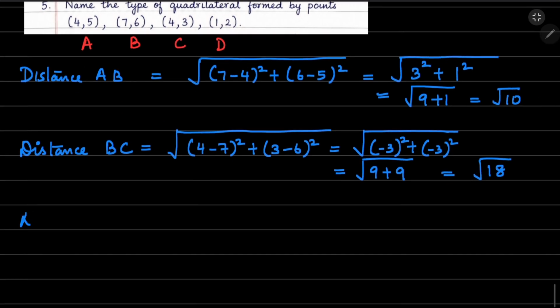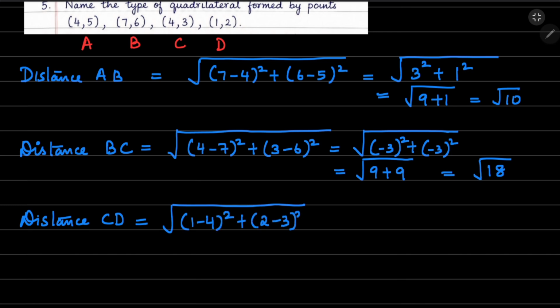Next, let's calculate the distance of C to D, which will be equal to square root of (1 minus 4) the whole square plus (2 minus 3) the whole square. So this is equal to root of (minus 3) the whole square plus (minus 1) the whole square. This is equal to root of 9 plus 1, which is equal to root of 10.